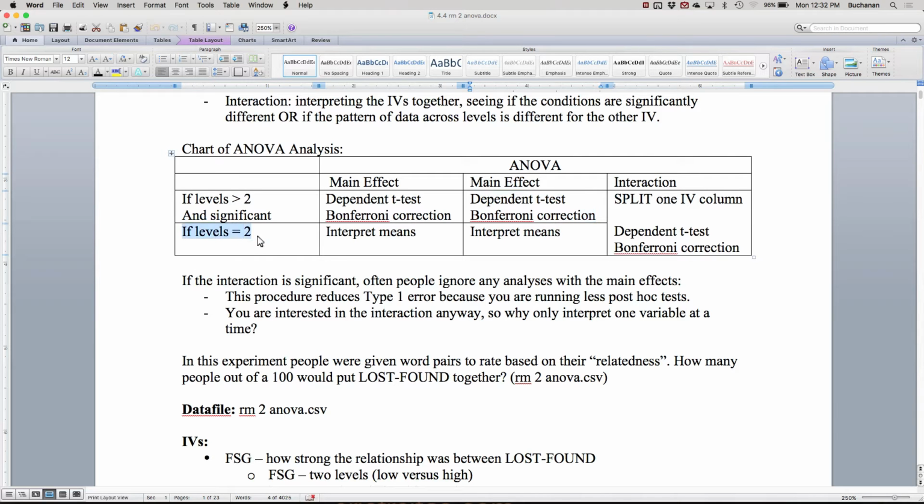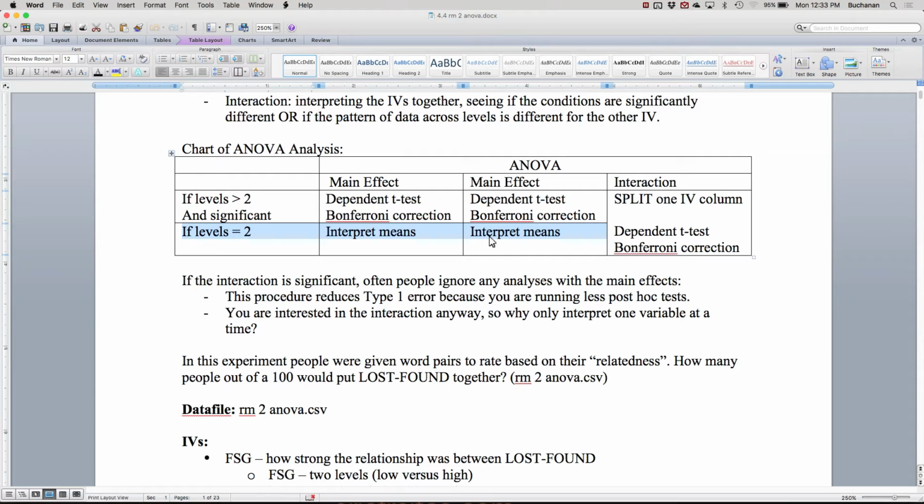If there are only two levels, though, you don't run anything. So, big star here. This is another question I like to ask people. If there are only two levels, don't run a t-test, for God's sakes, because ANOVA and T are the same thing if you only have two. You've already run the t-test. You just interpret the mean. Look at them. This one's bigger than that one. So if there are only two levels, you just interpret. There's no post hoc test.